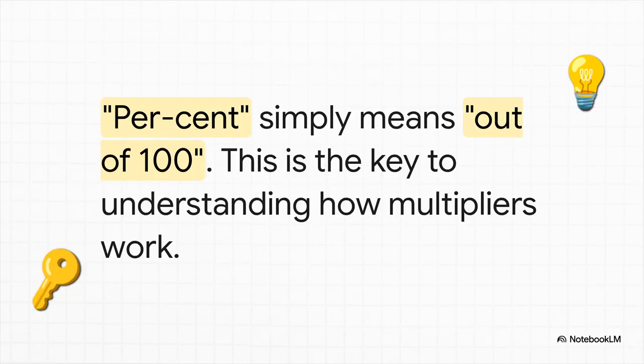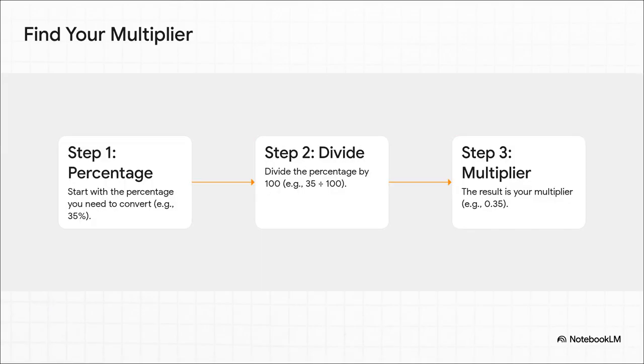And to really get it, just look at the word itself, percent. It literally just means out of 100. That is the whole secret, right there. Once you truly get that, everything else just clicks into place. Finding the multiplier takes like 2 seconds. You just take any percentage, let's say 35%, and you do what the name says. You divide it by 100. So 35 divided by 100 is 0.35. And there it is. That's your multiplier.